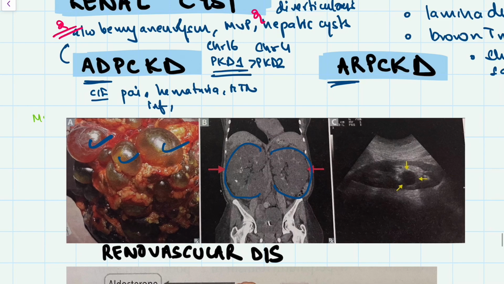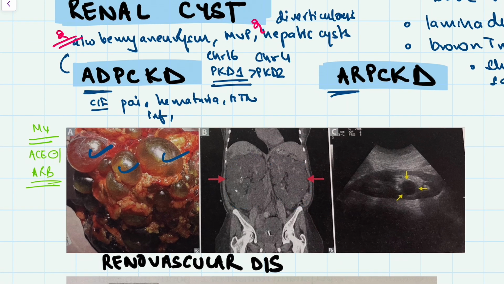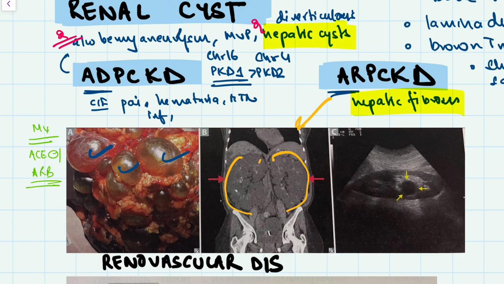And for managing such individuals, we give ACE inhibitors or ARB to control the hypertension. In autosomal recessive polycystic kidney disease, we can see that there is dilatation of the collecting ducts, which leads to bilateral enlargement of the kidneys, right? And it is often seen in infancy, and this is associated with hepatic fibrosis, very important, right? Autosomal recessive is associated with hepatic fibrosis, while dominant is associated with just hepatic cysts.